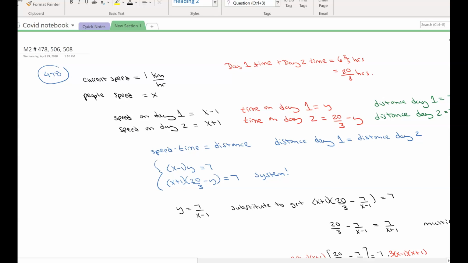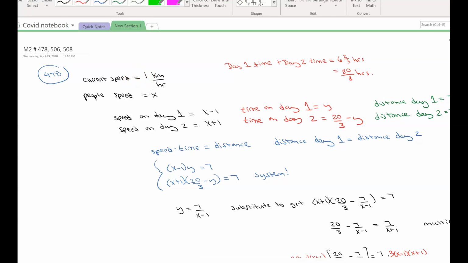So here's what I want you to do, just follow my pen here. You were told the current speed is 1 kilometer per hour, but I'm calling it the people speed. The people speed is unknown. So on day 1, when they are going against the current, the people speed is knocked down by 1 kilometer per hour. The units here are kilometers per hour. And on day 2, the people speed is helped by the current. So that's why the speed is x minus 1 on one day and x plus 1 on the other day.